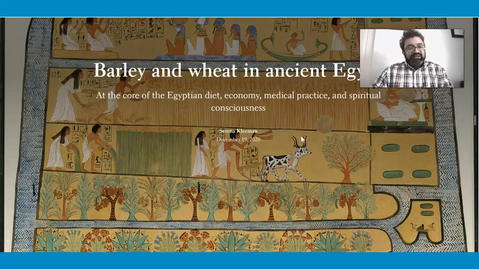And so the geospatial program has a lot of features. You can make interactive maps, geospatial maps, and story maps. And so this is looking at barley and wheat in ancient Egypt, at the core of Egyptian diet, economy, medical practice, and spiritual consciousness.